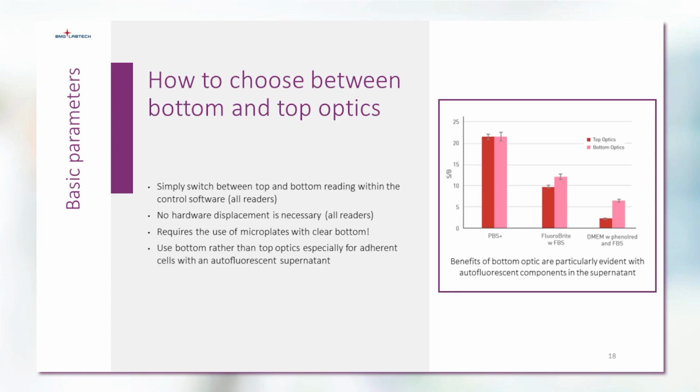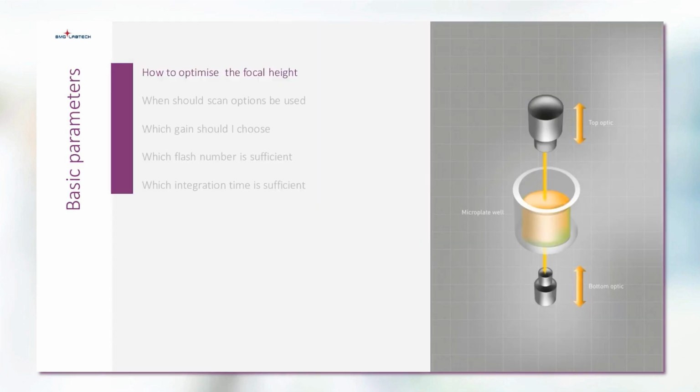Those cells have been measured with either the top optics here shown in red or with bottom optics shown in pink. And as you can see, especially when the supernatant contains autofluorescent components like serum or phenol red, the bottom optics lead to a substantial increase in the signal-to-blank ratio compared to the use of the top optics.